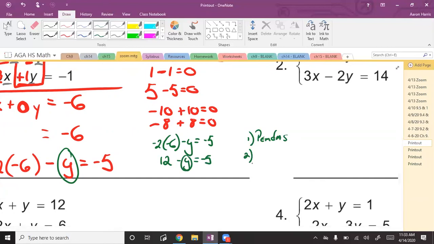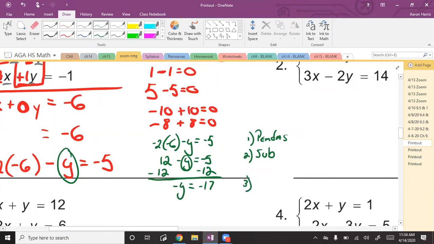Now, step 2 says what? We want to remove all addition and subtraction, but this is a positive 12. So what are we going to do? Subtract. So we subtract 12. What I do to one side, I must do to the other. 12 minus 12 is 0. I get -y equals, what's -5 minus 12? -17.